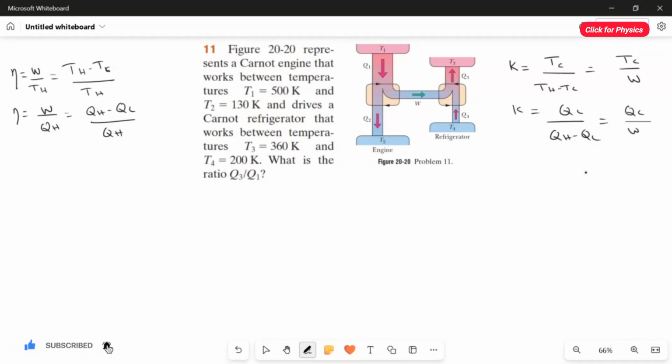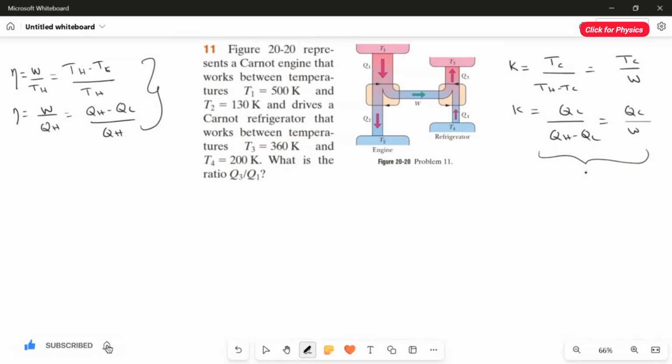So now what you have to do is apply these rules for the first set of the diagram, that means the left-hand part of the diagram, and use the other formula for the right side of the diagram. So in place of TH and TC, I have to use T1, T2. And for the right-hand side, in place of TC over TH minus TC, I have to use T4 over T3 minus T4. So let's apply this rule to this diagram.